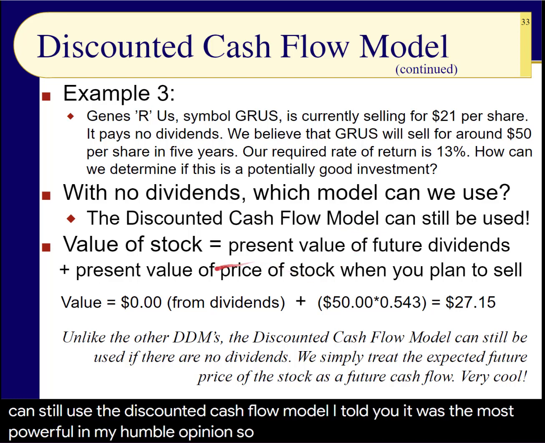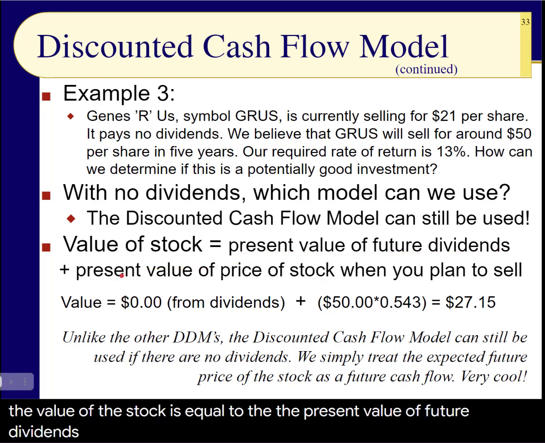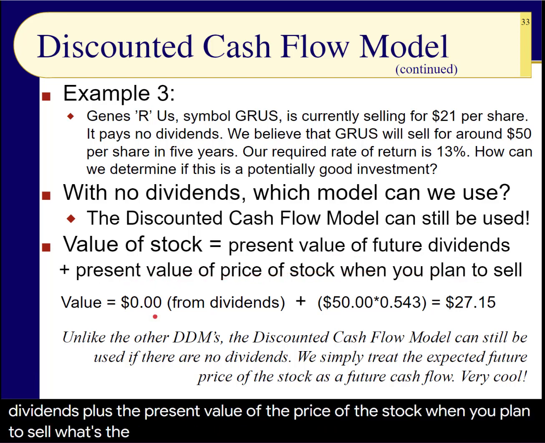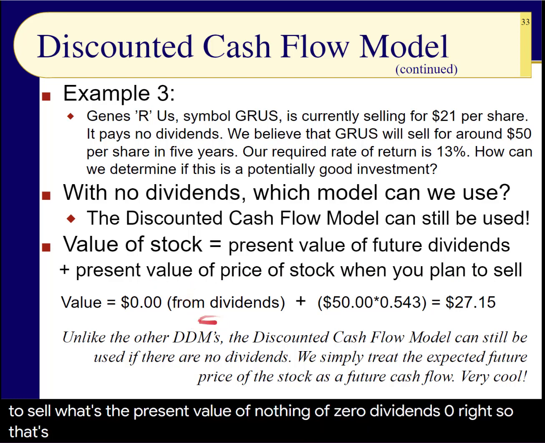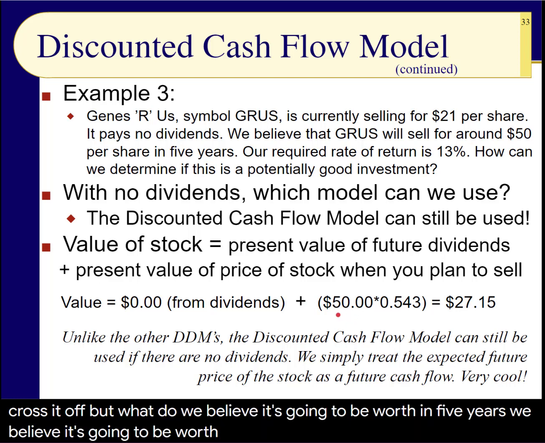So if you recall, the formula is the value of the stock is equal to the present value of future dividends plus the present value of the price of the stock when you plan to sell. Well, what's the present value of zero dividends? Zero, right? So that side of the formula just becomes zero. You can even just cross it off. But what do we believe it's going to be worth in 5 years? We believe it's going to be worth $50.